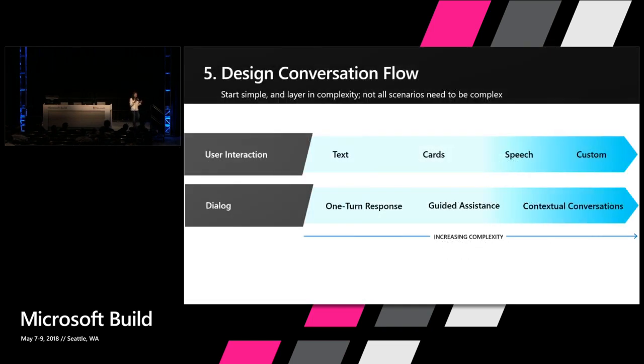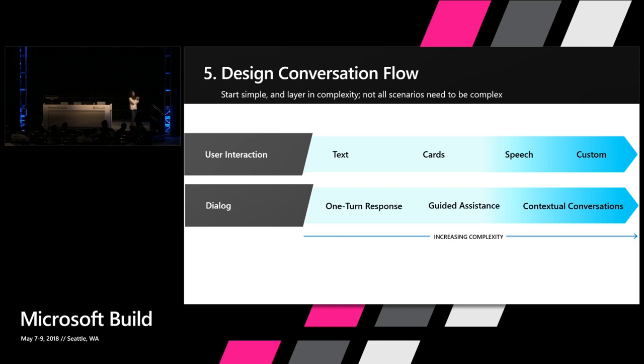So after you design that bot persona and get the personality right, the last stage of the planning phase is to think about how you design your conversational flow. There are two important aspects I want to talk about here. One is the user interaction modality, and the other is dialogue. Depending on the scenario, you should choose the appropriate one.